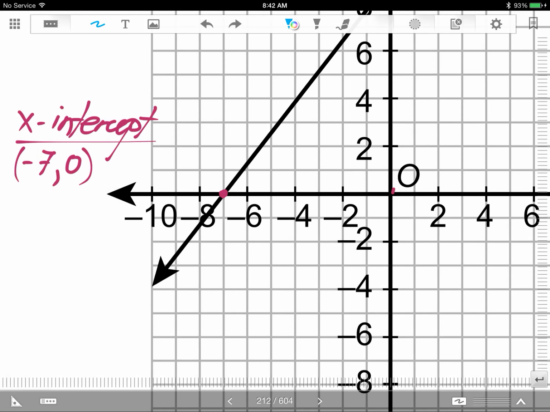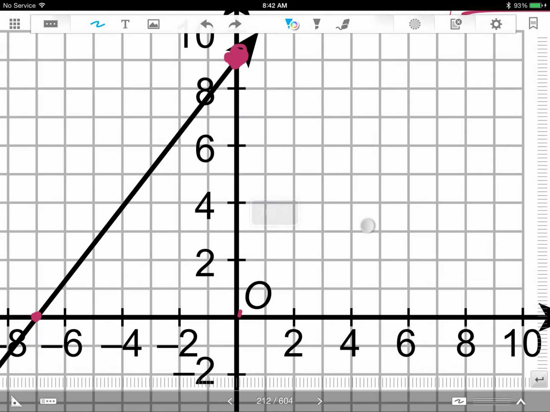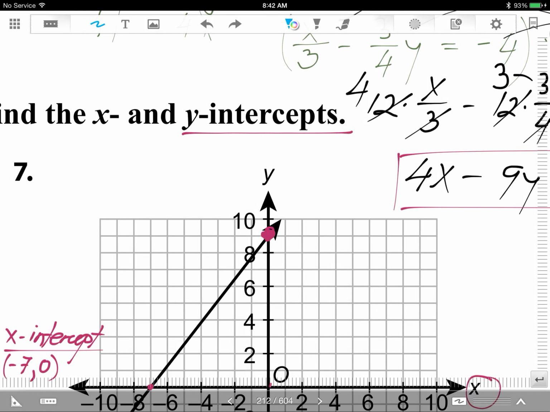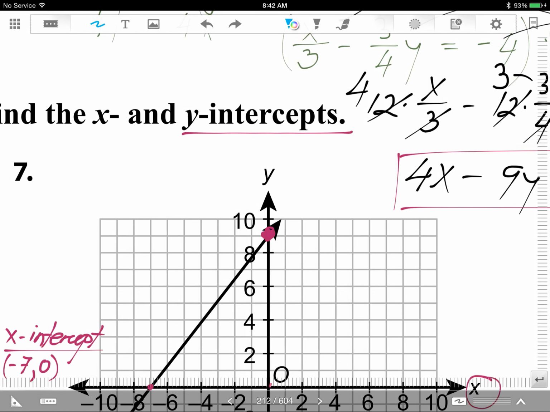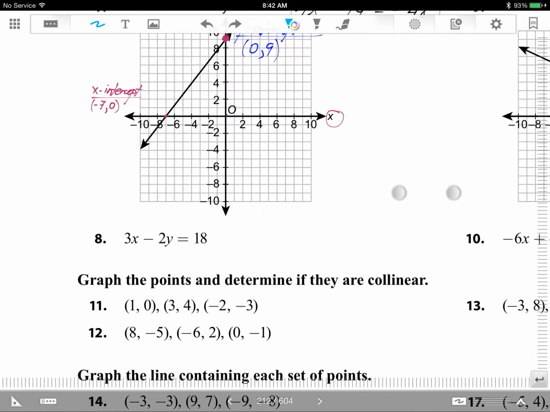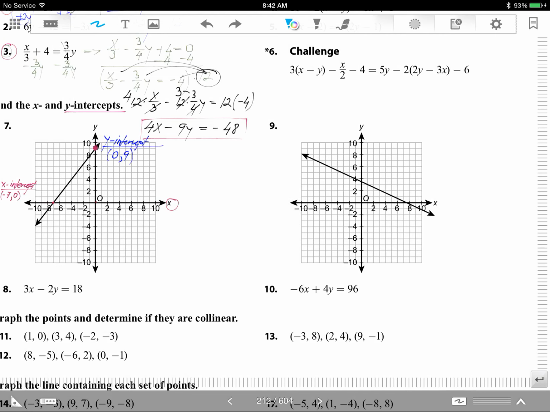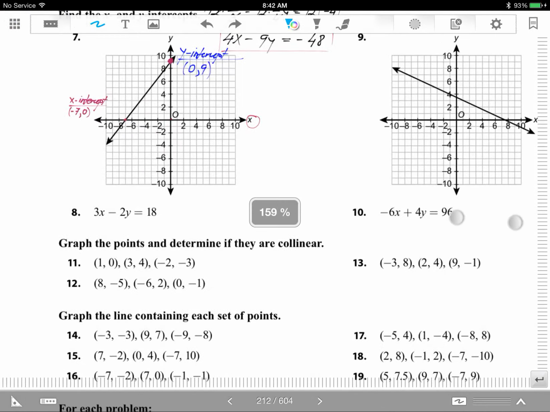Okay, now for the y-intercept, I will use a different color. How about blue? This point here is my y-intercept. Because it's a point on my y-axis, x will be 0. And the value of y is a point between 8 and 10, and that's 9. And this is it. Okay, you go ahead and do number 9. You can check your answer at the back of your book to see if you got it right.